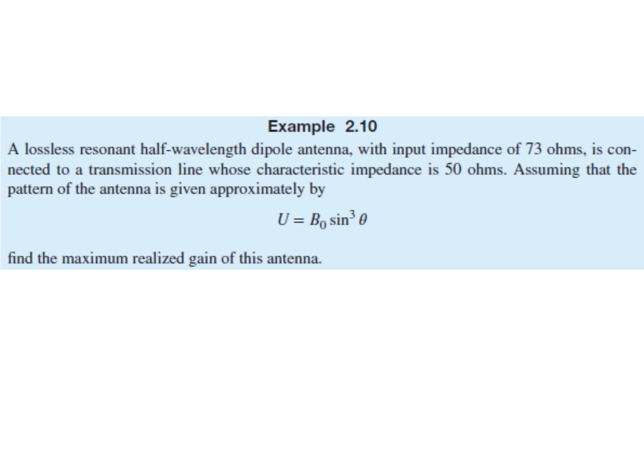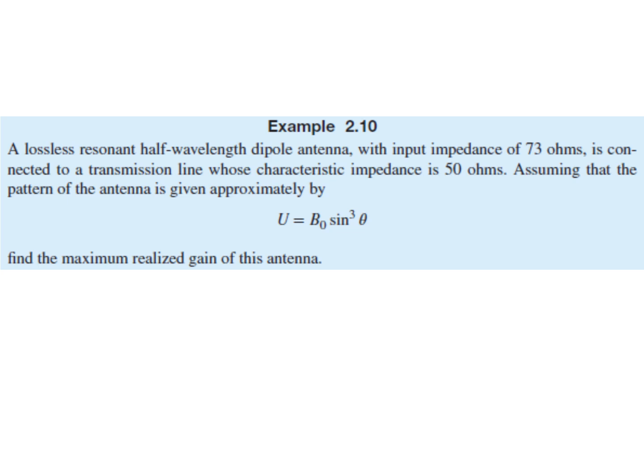Now here is an example, 2.10. A lossless resonant half-wavelength dipole with an input impedance of 73 ohms is connected to a transmission line whose characteristic impedance is 50 ohms. Assuming that the pattern of the antenna is given by U equal to B_0 sin³θ, find the maximum realized gain of this antenna. Now, some data is given.